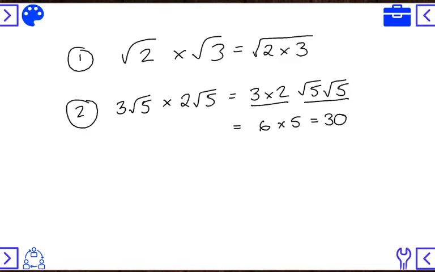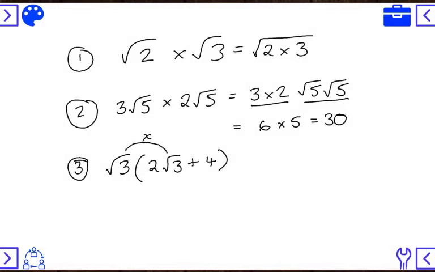What if the question then involved brackets? Now in this case, the square root of 3 multiplied by 2 root 3 add 4. Now from another video, we saw that when we expand brackets, whatever's on the inside of the bracket gets multiplied by that which is on the outside. So multiplying root 3 by 2 root 3 and multiplying root 3 by 4, I will expand out the brackets. So 2 root 3 multiplied by root 3, and then my second term is 4 root 3.